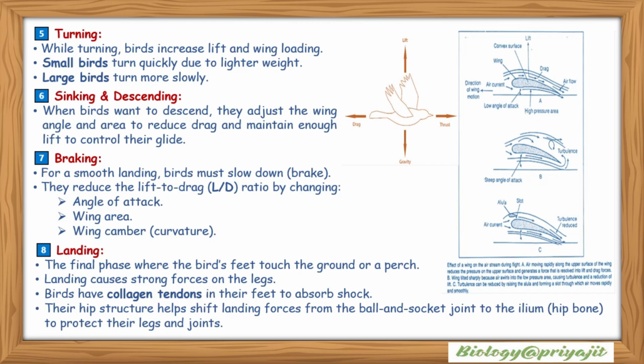Braking. For a smooth landing, birds must slow down or brake. They reduce the lift to drag ratio by changing the angle of attack, wing area, and wing camber or curvature. Landing. The final phase where the bird's feet touch the ground or a perch. Landing causes strong forces on the legs. Birds have collagen tendons in their feet to absorb shock. Their hip structure helps shift landing forces from the ball and socket joint to the ilium, or hip bone, to protect their legs and joints.